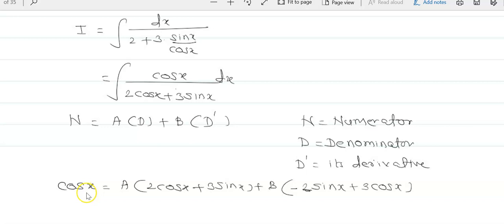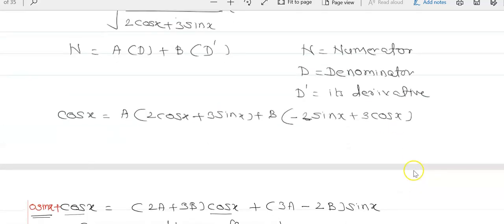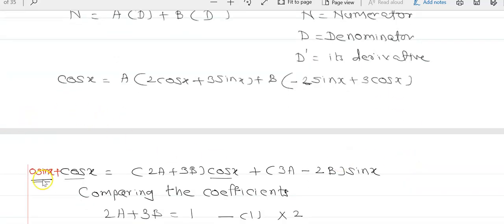Now here, cos x is equals to a into 2 cos x plus 3 sin x plus b into the derivative of the denominator, that is minus 2 sin x plus 3 cos x. Now we'll equate the terms of cos x and sin x. Here 0 sin x plus cos x is equals to, collecting the terms of cos x, that is 2a cos x and 3b cos x, and taking cos x as common, you will get 2a plus 3b cos x plus 3a minus 2b sin x.